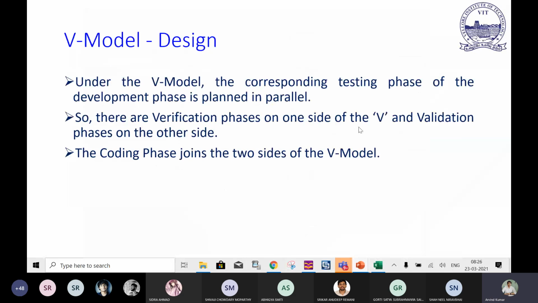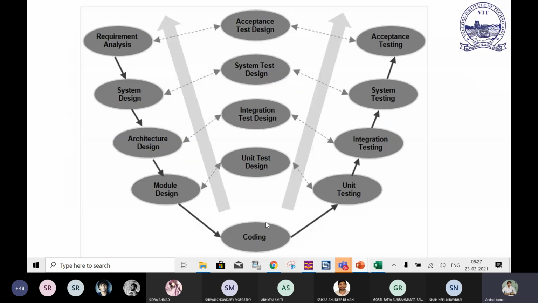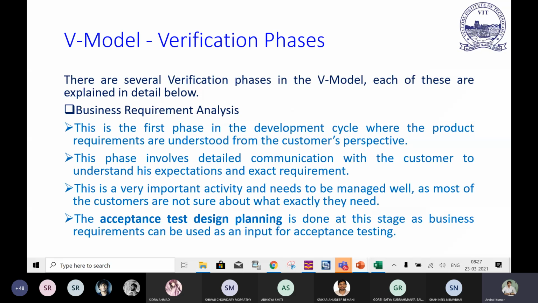And as you can see, coding is performed at the joint of the two sides of the V model. So this is coding and these are the two other sides of the V model. So coding is performed here. These are a few briefs about this particular model.